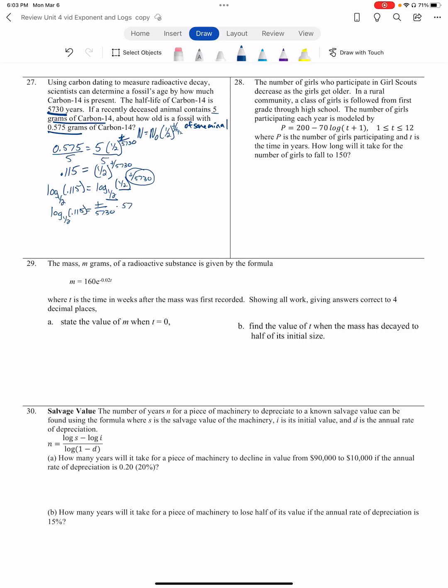I'm then going to multiply each side by 5730. So this is 5730 times log base 1/2 of 0.115 is equal to t. And when you put all of that in, I got about 17,879 years or thereabouts.